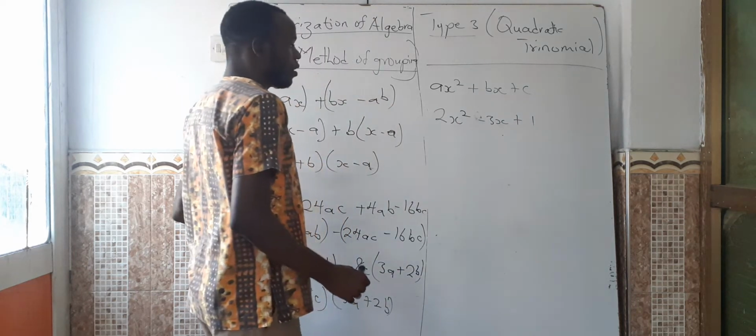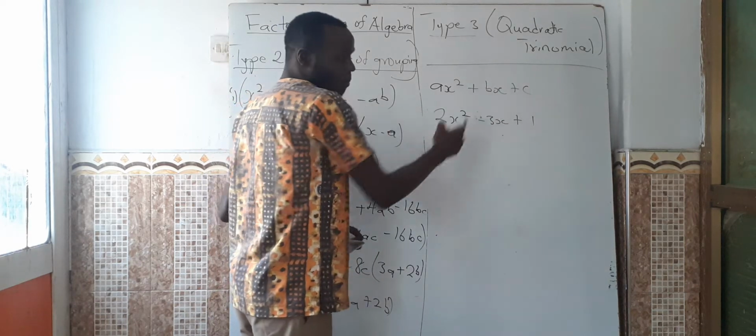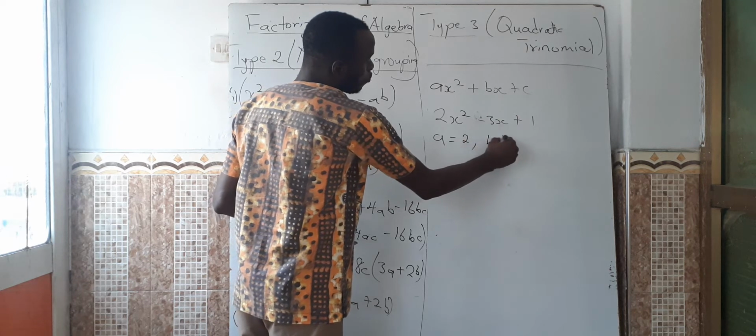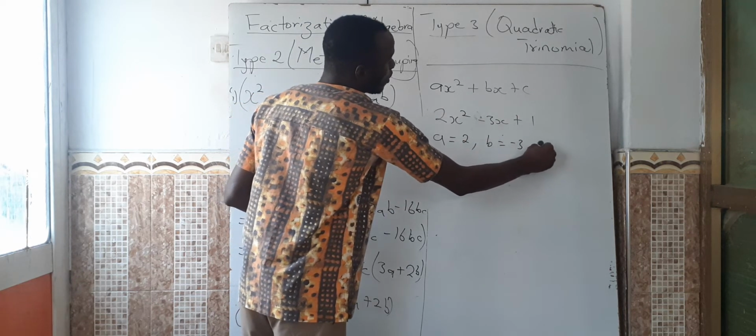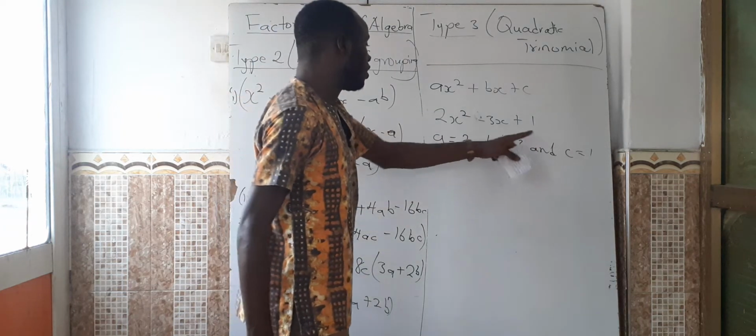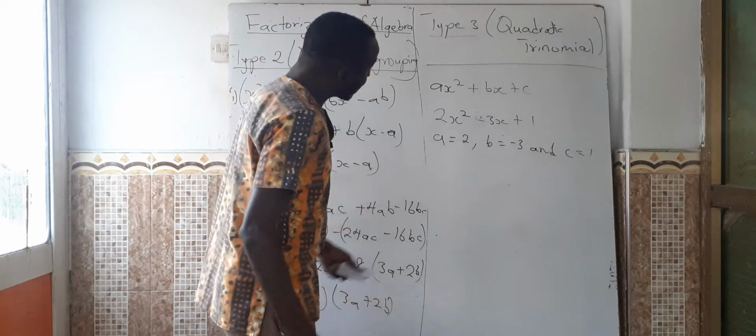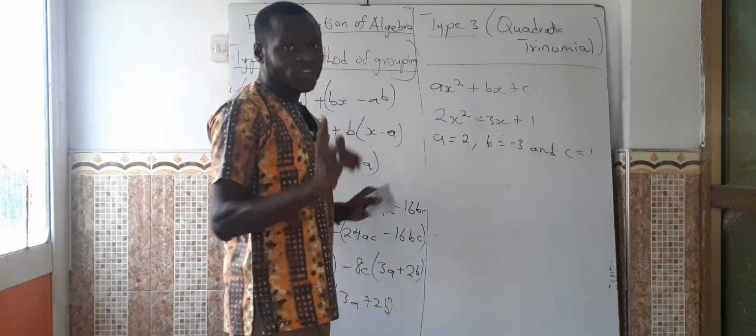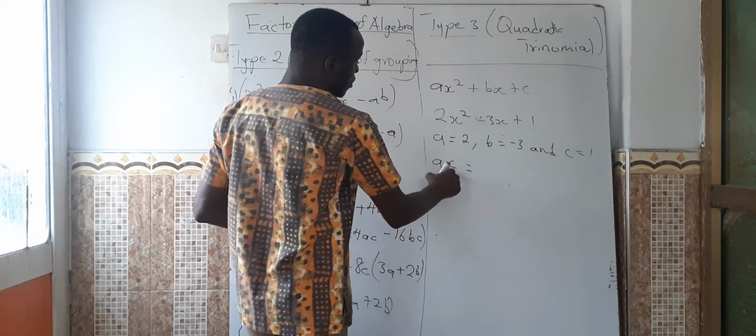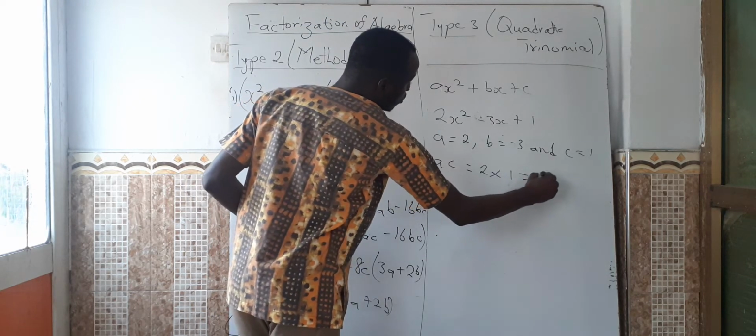Now you realize that when you compare this expression to the one above, we have a equal to 2, b equal to -3, and c equal to 1. There are certain steps to follow in doing this. The first step is to find the value of ac. So ac means a times c, so we pick a, which is 2 here, times c, which is 1, so we'll be getting what?